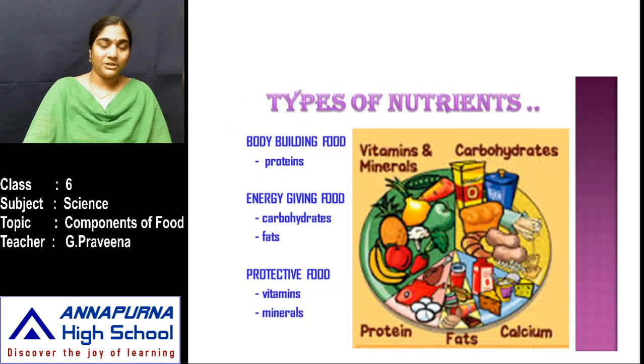So in this pie picture you can see the different kinds of nutrients: the body building food such as proteins, energy giving food such as carbohydrates and fats, and protective food such as vitamins and minerals. So vitamins and minerals are present mostly in fruits and vegetables.